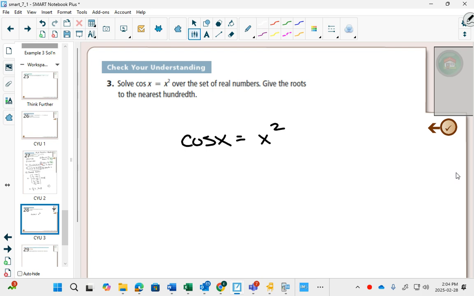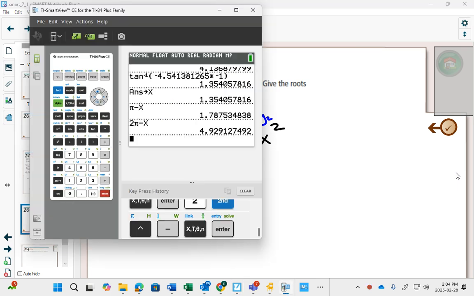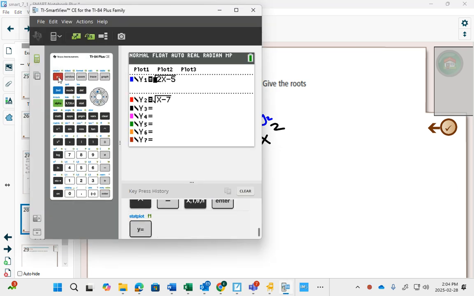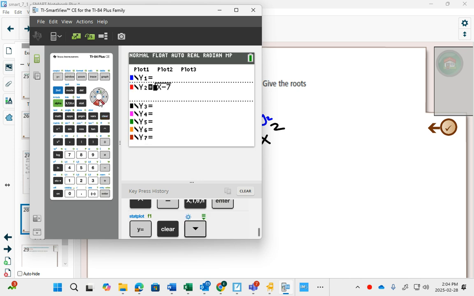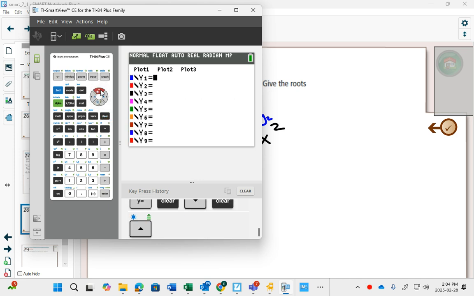And the strategy is, if you don't know how to solve it without a calculator or with just a regular scientific calculator, you can always solve an equation with a graphing calculator by making one side your first graph and the other side your second graph. So I go to my graphing calculator, I go to y equals, clear things out, and on the one side I had cos x, on the other side I had x squared.